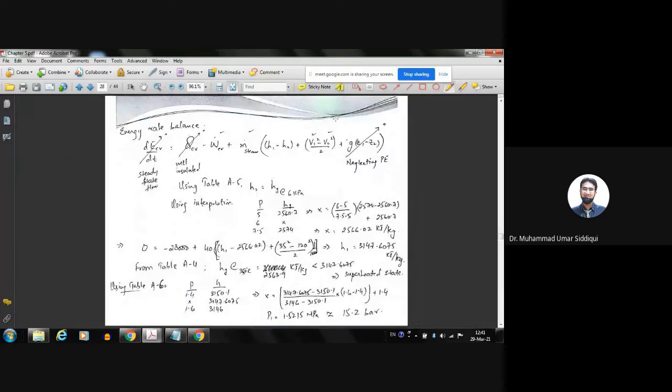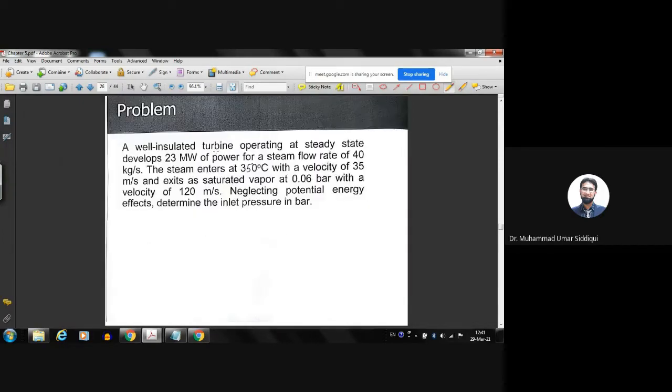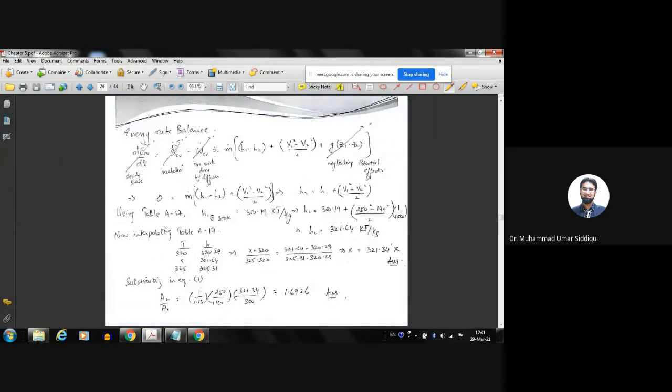This is our main fundamental equation. This term is 0 because it's steady state. Q is 0 because it is well insulated. W is 0 because no work is done by the diffuser. Then we neglect potential energy effects, and we end up with these two terms only. So this plus this equals 0, or we can say that h2 equals h1 plus (V1 squared minus V2 squared) over 2.